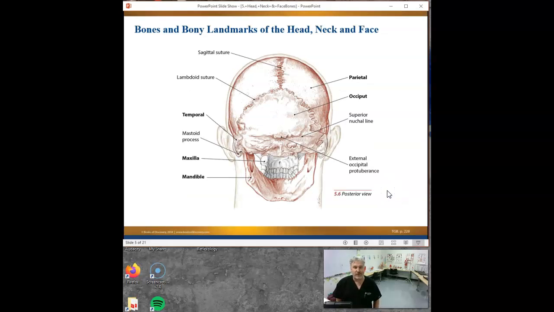Here's the back of your head. On the back of your head is the occiput. That's your occipital region. And back here we see a bump that you should be familiar with, the external occipital protuberance. In fact, there is an extremely important ligament that attaches to the external occipital protuberance and goes all the way down to the spinous process of C7.